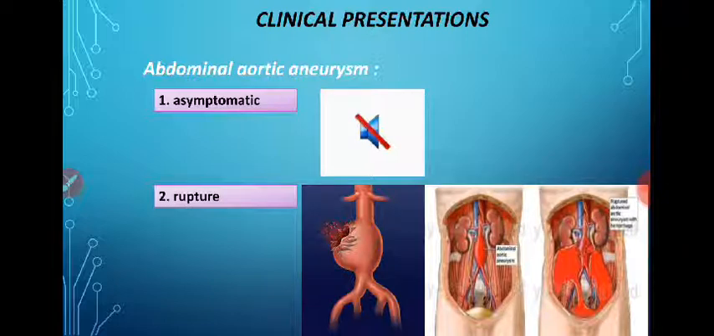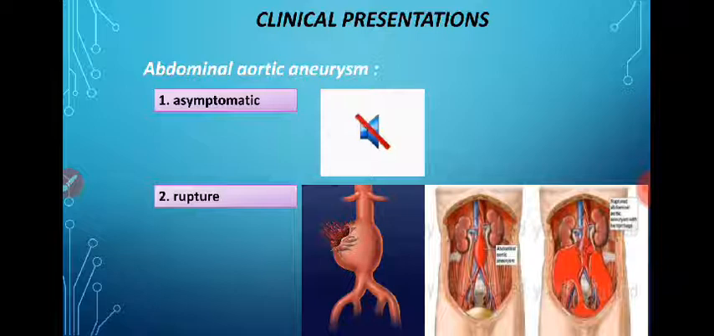So we will continue with abdominal aortic aneurysm. As I said, the majority of patients are asymptomatic, so the patient has no mark of disease. But when the signs and symptoms have developed, we can see the following presentations.